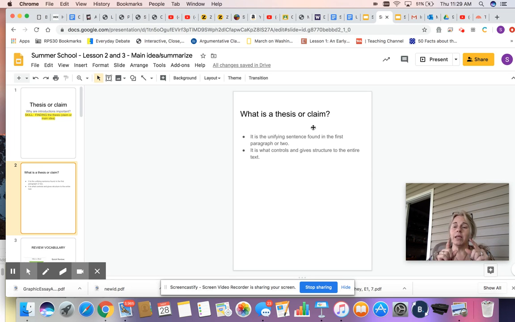When we are reading, we want to be able to find the thesis and then what ideas the author has included to support that main idea. So this is why the thesis or the claim is critical. We need to be able to find that and spot that. So let's work on that. That's going to be our job.